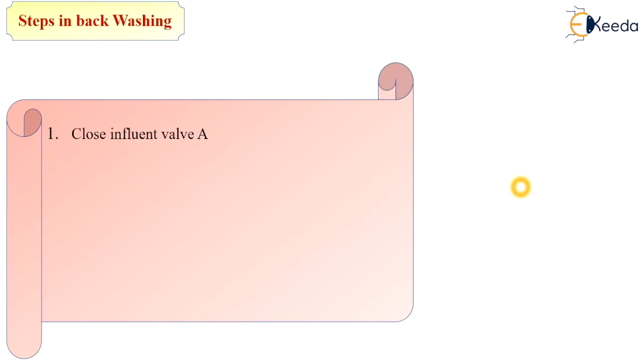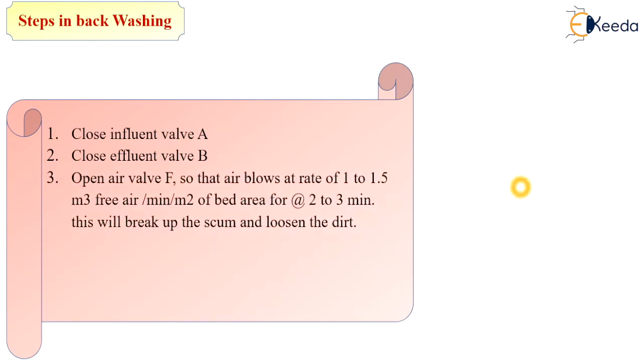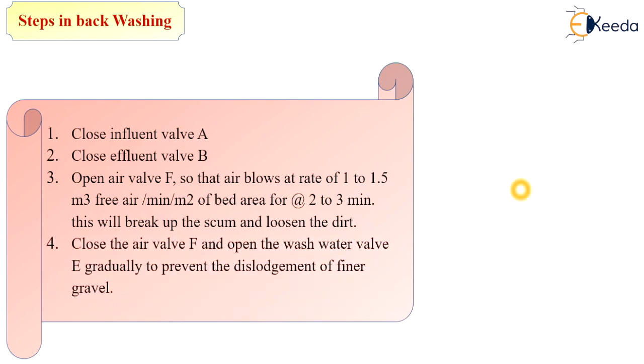Then the steps involved in backwashing. So first is close the influent valve A. Then close the effluent valve B. So valves A and B are closed when backwashing is carried out. Then open air valve F, that is the valve of backwashing, so that air blows at a rate of 1 to 1.5 meter cube free air per meter square of bed area for 2 to 3 minutes. This will break up the scum and loosen the dirt trapped in the voids present in the filter media. Then close the air valve and open the wash water valve E gradually to prevent dislodgement of the finer gravels.